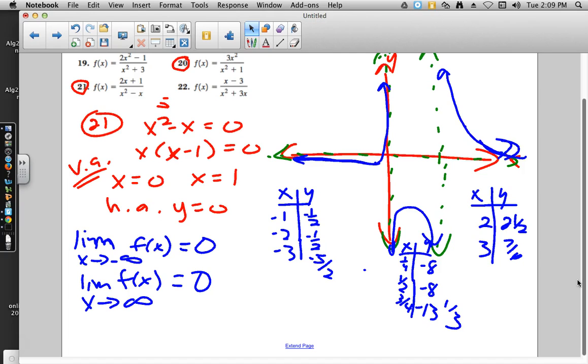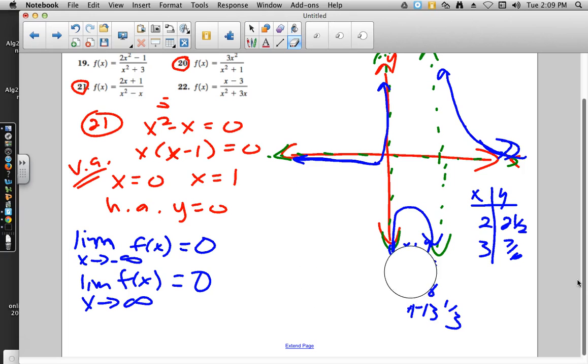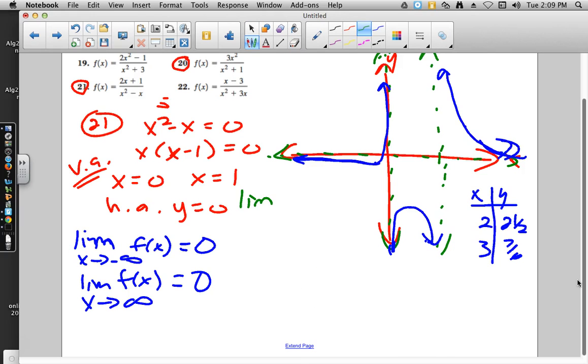So let me erase my table so you can still see everything that we need here. So the limit, and the first one is at 0, as x approaches 0 from the left of f of x is. It's going up forever. The limit of f of x as x approaches 0 from the positive direction, well, that's this piece. It's going down.